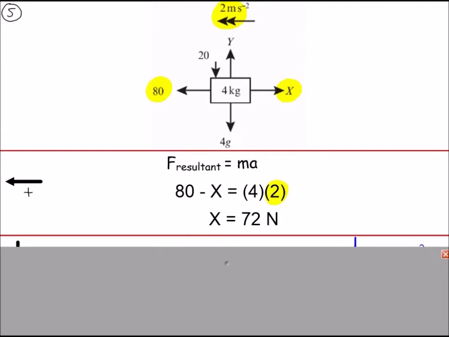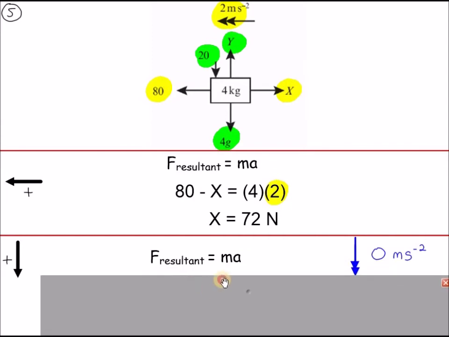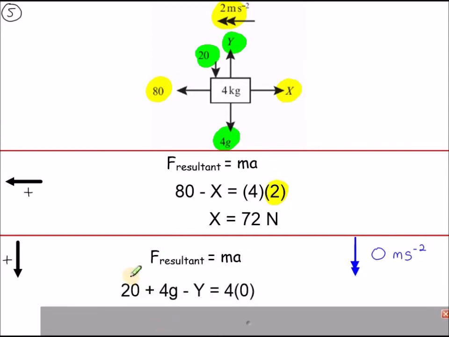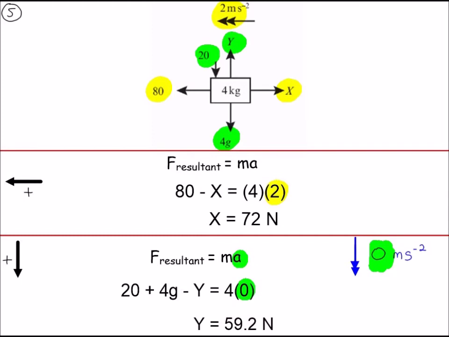And then solve. And now if I look at things in the vertical direction, if I take the downwards direction as positive, so then I've got 4g, that's downwards, plus 20, that's upwards, minus y. So the 20 plus the 4g minus y equals mass times acceleration, and the acceleration is 0. There's nothing in the diagram to suggest any vertical acceleration, so it's 0. And rearrange to work out y.